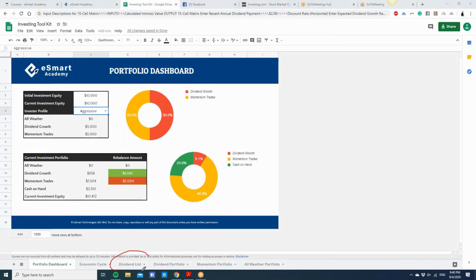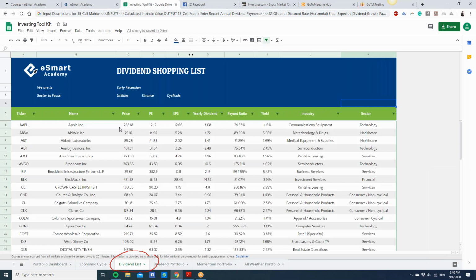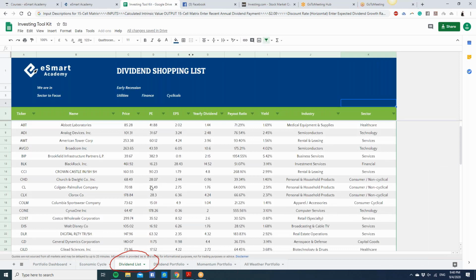Okay, under the tab here, at the bottom, you can see dividend list. Okay, if you click into it, this is where you get the 49 list of companies that I have shortlisted. Okay, and these companies are all on the US market. Okay, so there's a reason why I focus on the US, because the capitalization of it, the market cap in the US, is the biggest, right, in stock.